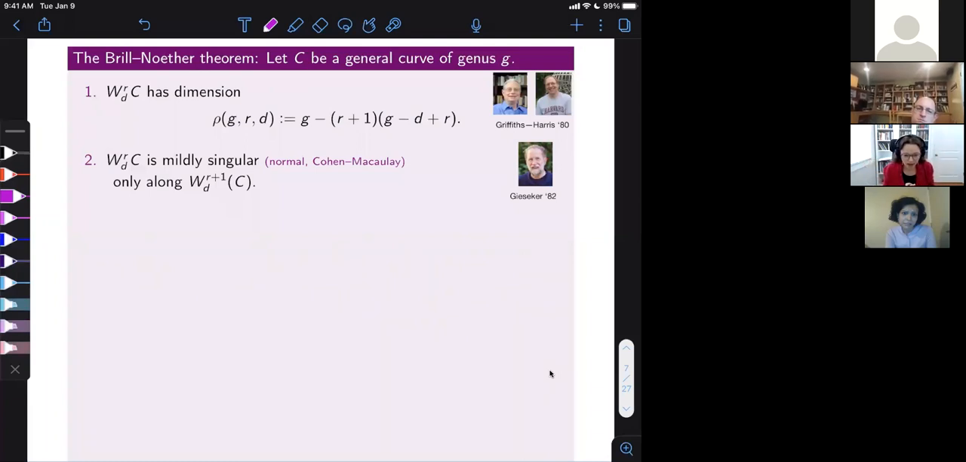I want to point out that normal and Cohen-Macaulay actually are not that hard in this case. The real crux is that the singularities can only occur along W^{r+1}_d of C. It's Cohen-Macaulay automatically because it's a degeneracy locus of a map of vector bundles occurring in the expected codimension. And then W^{r+1}_d is always codimension at least 2 in W^r_d, from which you can get normality. So really the crux in this case was that the singularities could only occur along W^{r+1}_d.